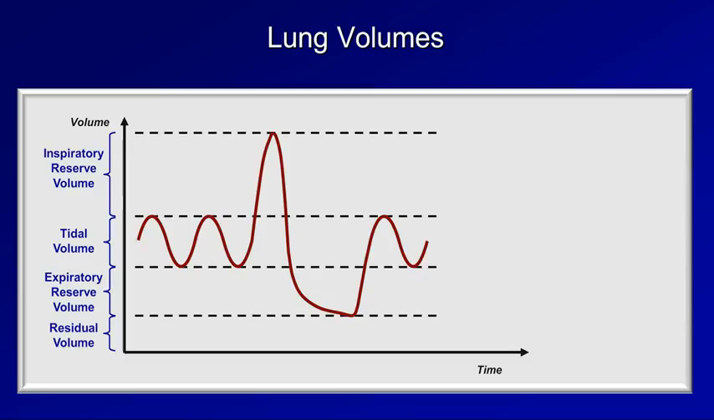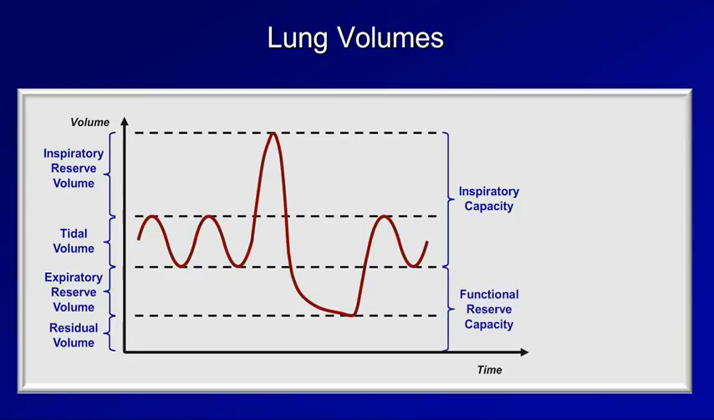We typically don't consider the individual divisions during PFT interpretation as much as we consider specific groupings of volumes. These groupings are called capacities. For example, the inspiratory capacity is the sum of the tidal volume and the inspiratory reserve volume.